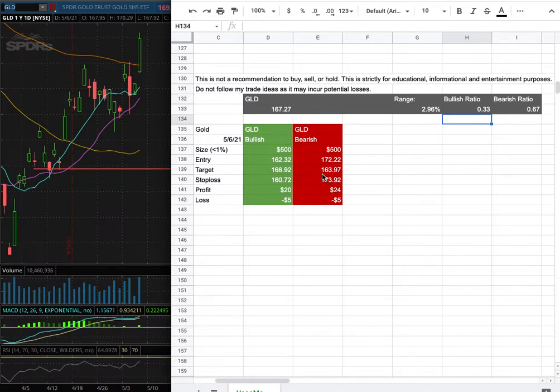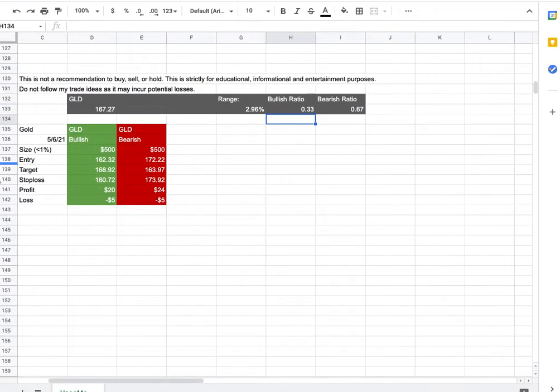$172.22, and my sell target is at $163.97. My stop loss is at $173.92. So whichever entry price were to hit first, that'll be my position of the week.